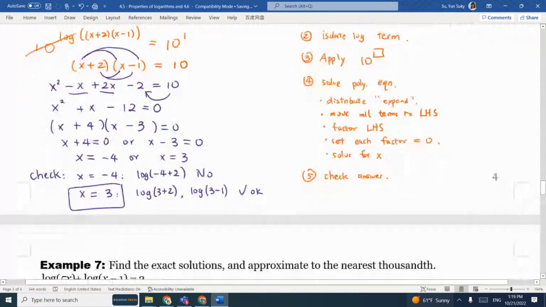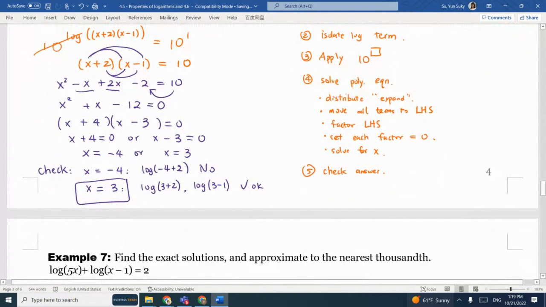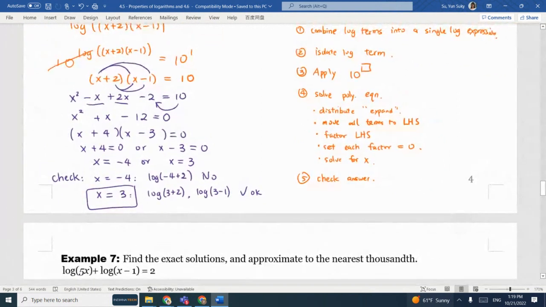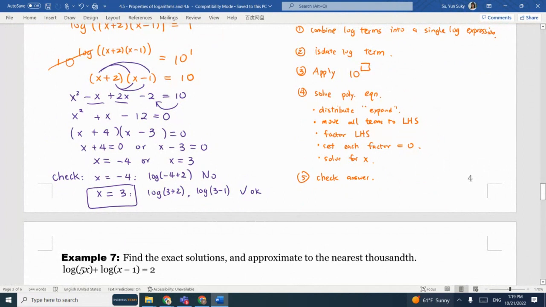Oh, how about it's your turn? Do the next one, okay? So log of 5x plus log of (x minus 1) equals 2. Yes. So do this problem.